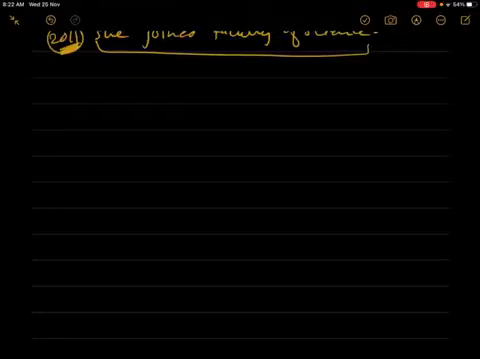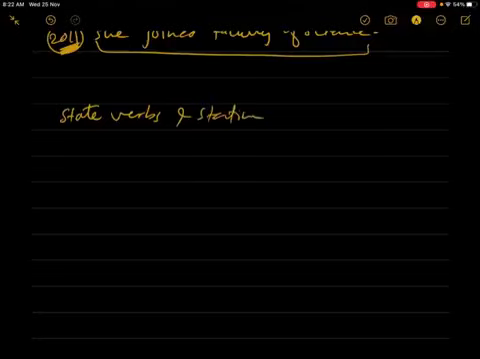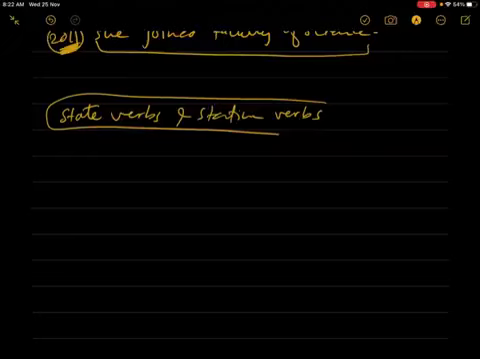I want also to grab your attention to the use of verb to be, state verbs, and the stative verbs in present perfect continuous. You remember that when we mentioned that the state verbs and stative verbs are not used in present continuous, even though we are in the present continuous mood.